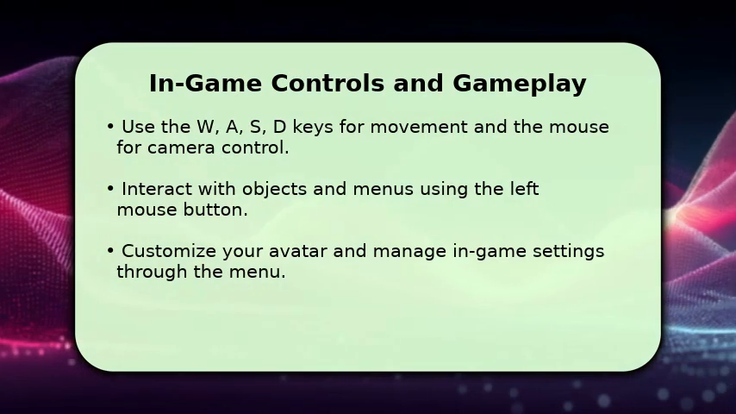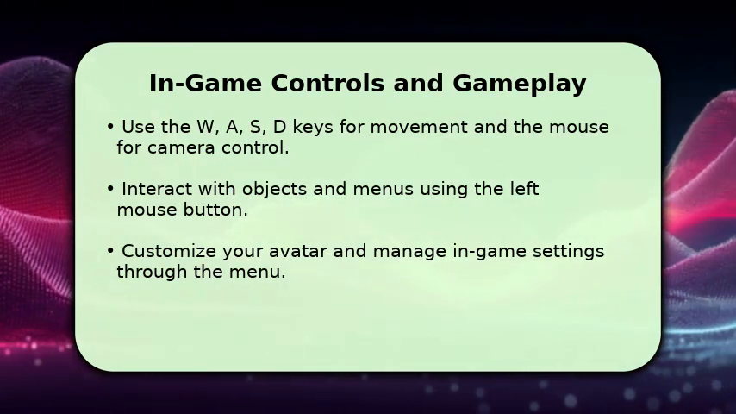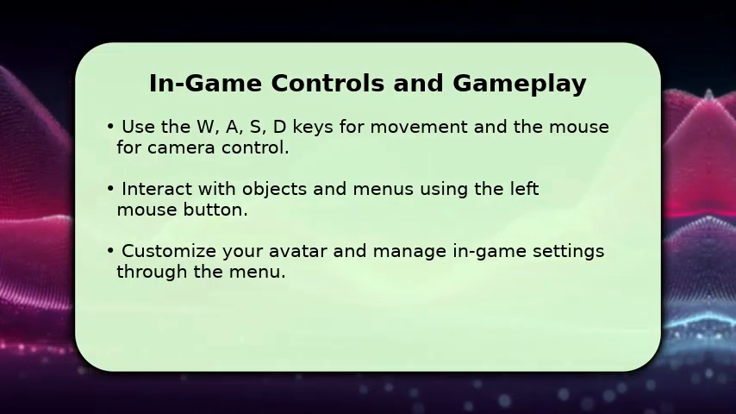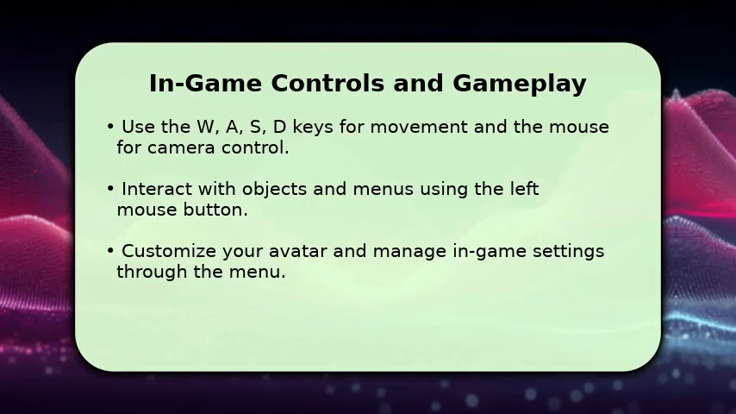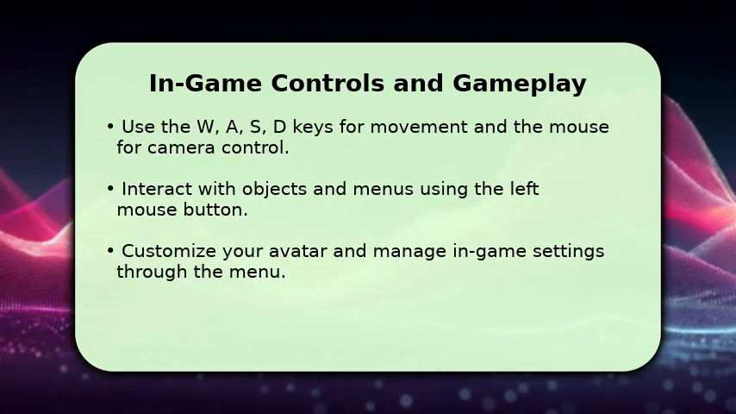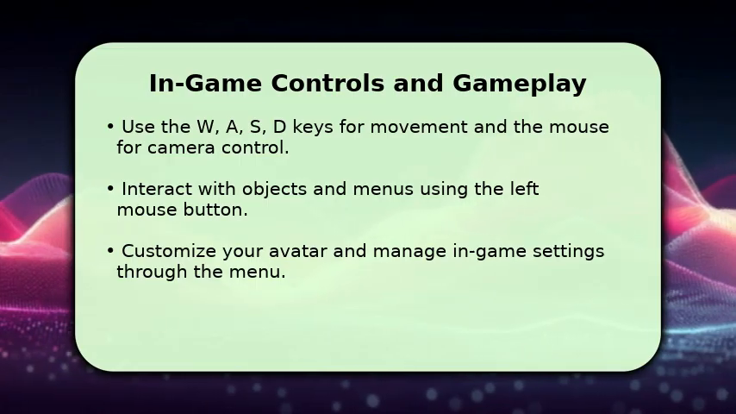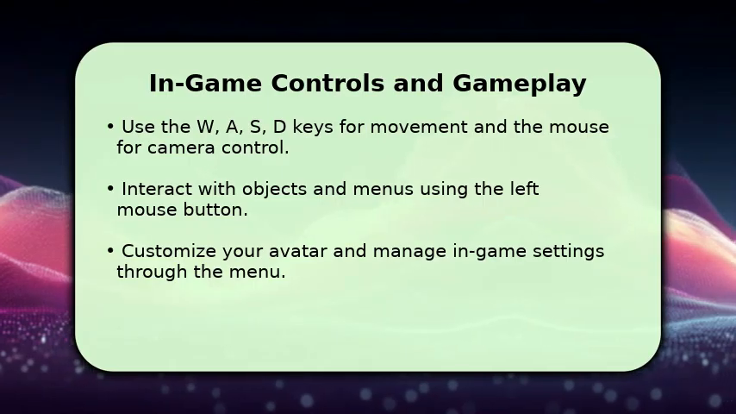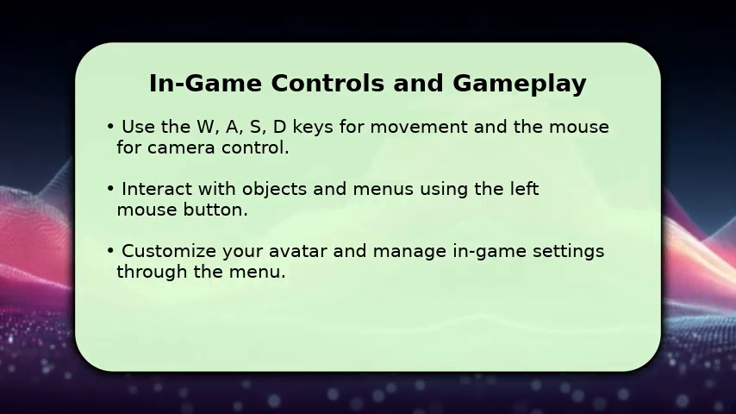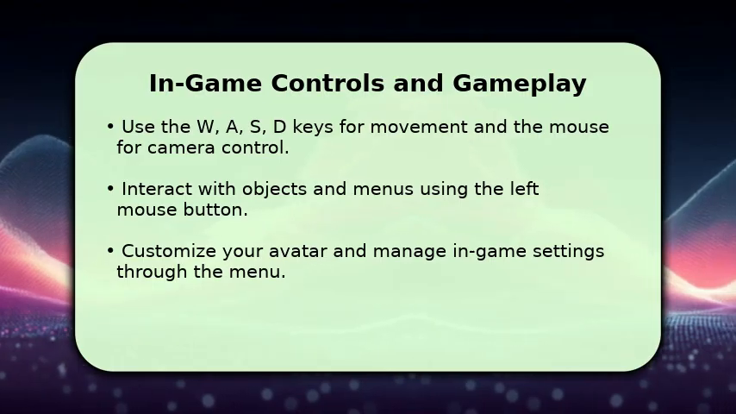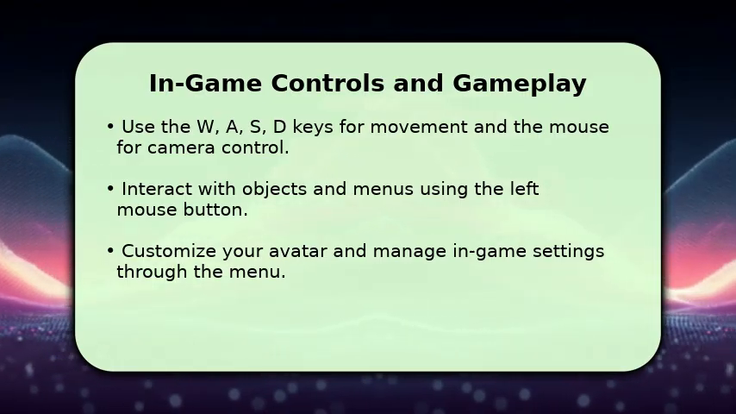When you're in a game, the controls are generally consistent across most experiences. You'll typically use the W, A, S, D keys on your keyboard for character movement, while your mouse controls the camera view. To interact with objects, click on menus, or select items, simply use the left mouse button. Remember, you can always access the in-game menu, usually by pressing the Escape key, to customize your avatar or adjust various settings to enhance your gameplay.